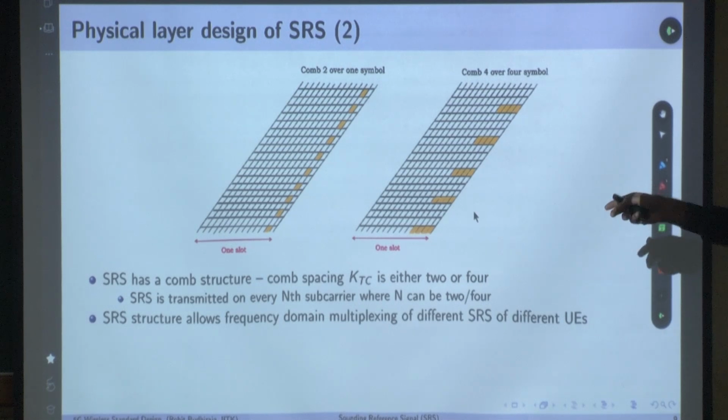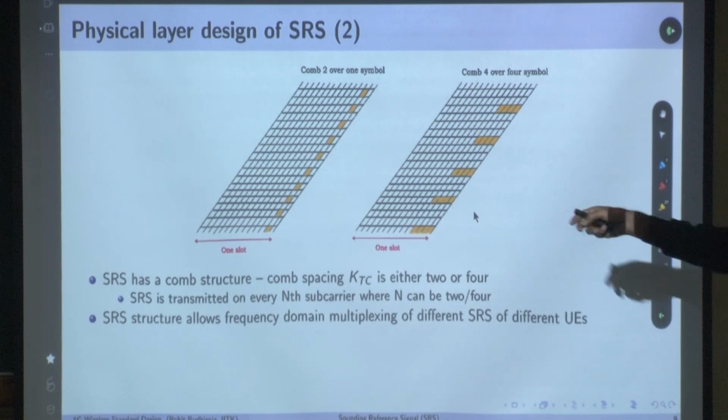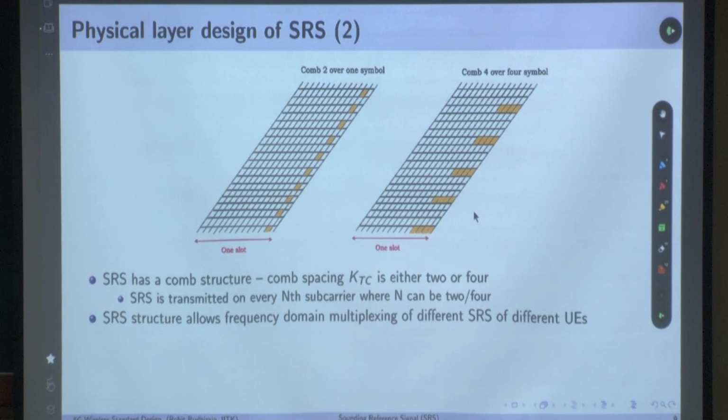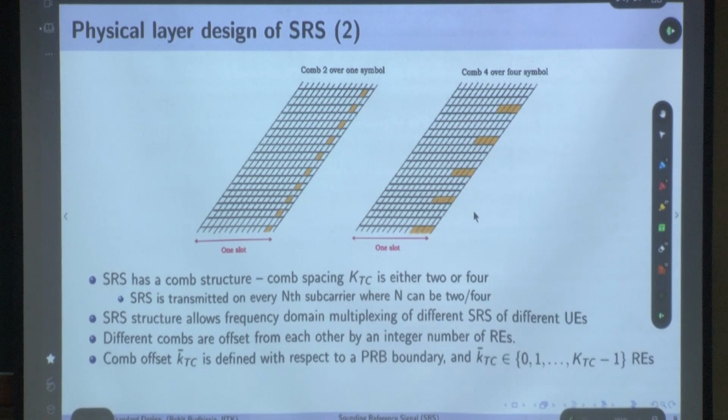What am I saying here? That the comb 2 structure in this case can allow you to multiplex only 2 users. That's why different comb structures are defined. Different combs are offset from each other by an integer number of REs. Here they are offset by 1, here they are offset by 4. So what's happening here?